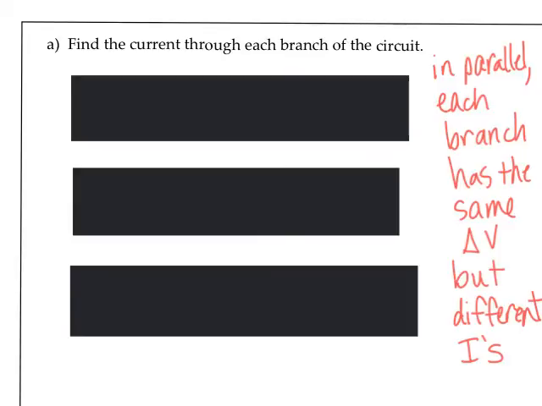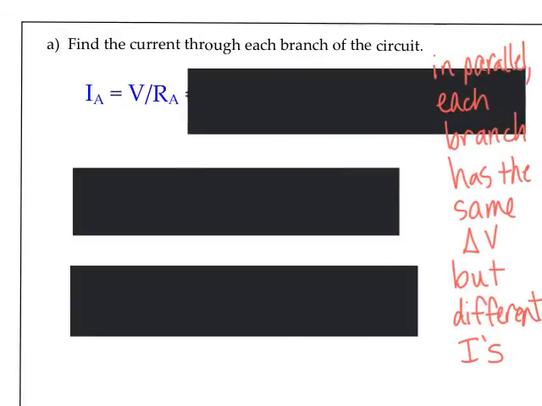So for part A, we are asked to find the current through each branch of the circuit. One thing that's really important to remember is that each parallel branch has the same voltage drop or electric potential difference. So I made you a note. This is kind of the opposite of series circuits. In series, the entire circuit had the same current, but different voltage drops depending on where you were in the circuit. Well, in parallel, the voltage drop or electric potential difference is what's the same, and then each branch will have a different current.